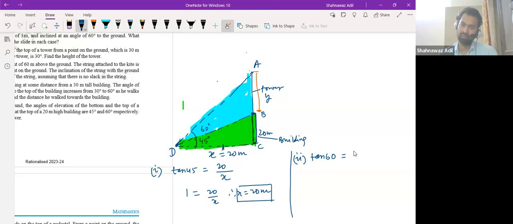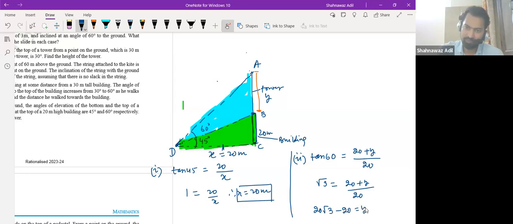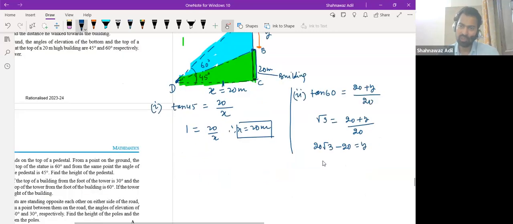So 20 plus y. Very good. So 20 plus y, and then divided by 20. Right. So this is root 3, and this is 20 plus y divided by 20. So this is 20 root 3, and minus 20 equals y. So 20 is common, root 3 minus 1 equals y.